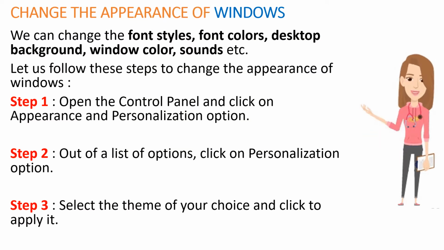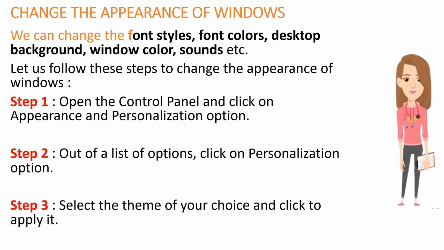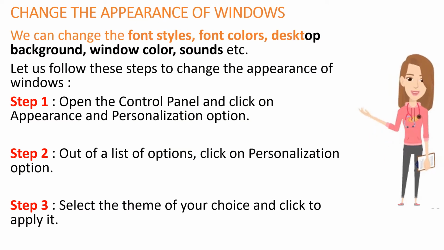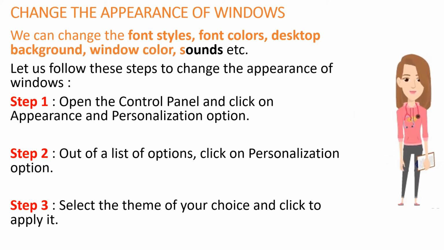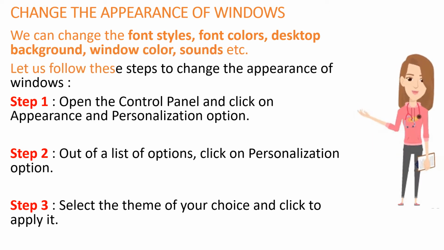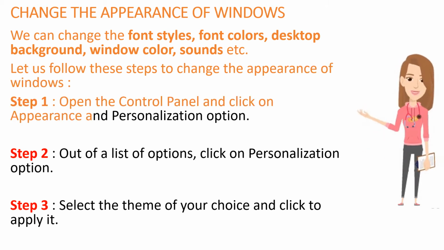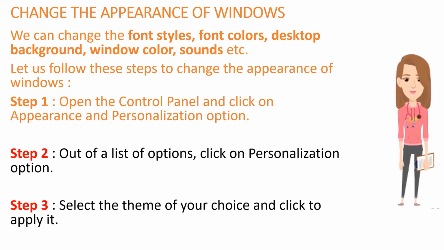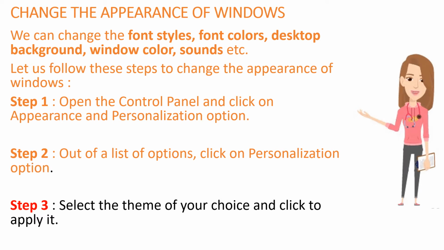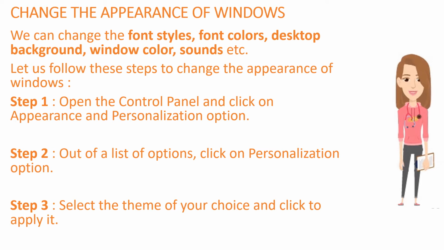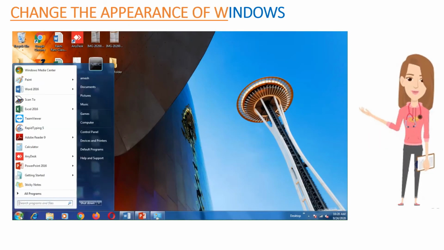Change the appearance of windows. We can change the font style, font color, desktop background, window color, sounds, etc. Let us follow these steps to change the appearance of windows. Step 1. Open the control panel and click on Appearance and Personalization option. Step 2. Out of a list of options, click on Personalization option. Step 3. Select the theme of your choice and click to apply it.